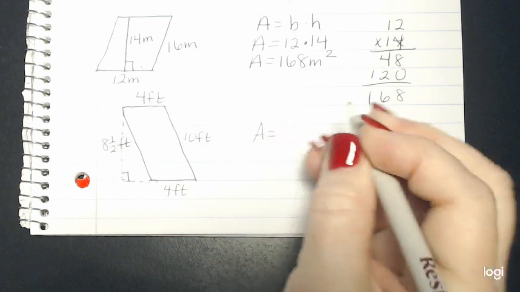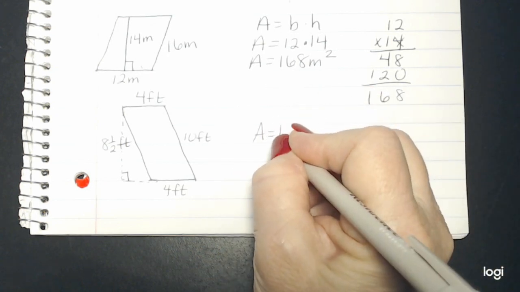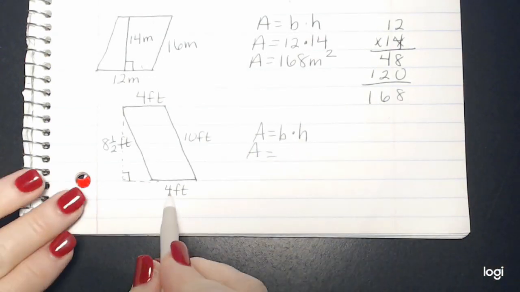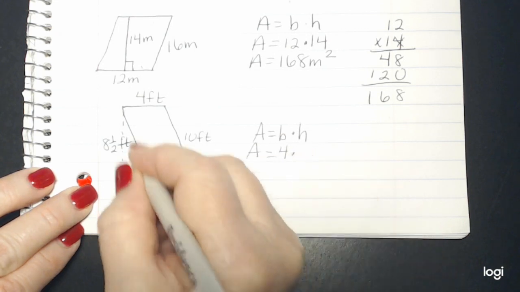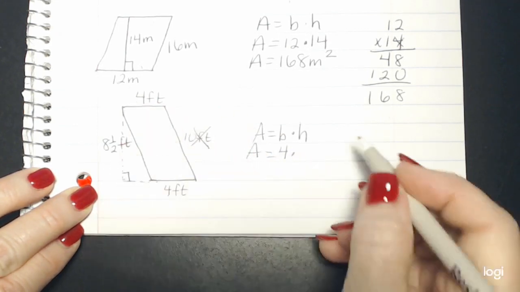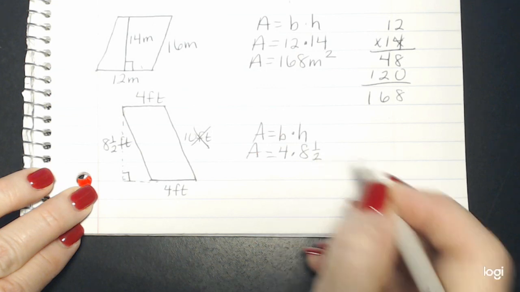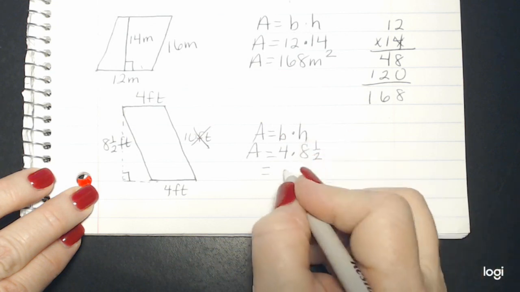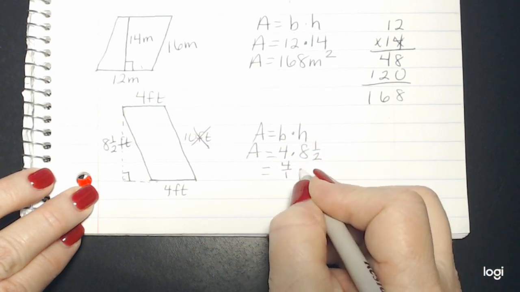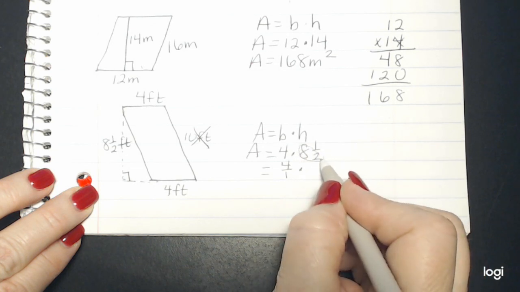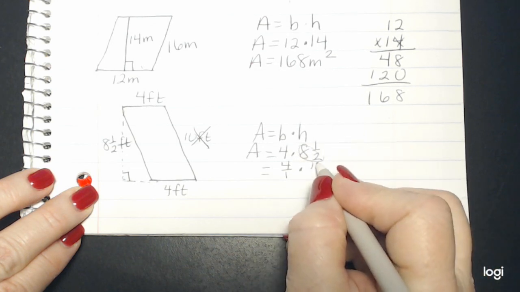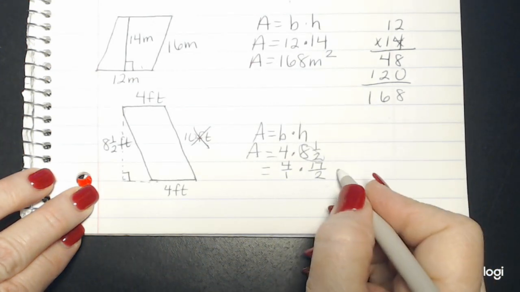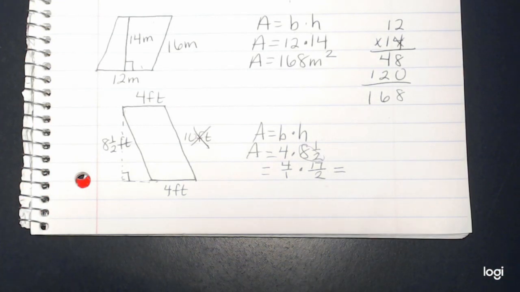So my formula is area equals base times height. I'm going to substitute in for my base. My base is 4. And my height, not the diagonal, my height is 8 1/2. Okay, let's see if we can remember how to multiply fractions. I'll put 4 over 1. 8 times 2 is 16. Plus 1 is 17 over 2. I'm not flipping because I'm not dividing. See if you can solve my problem.